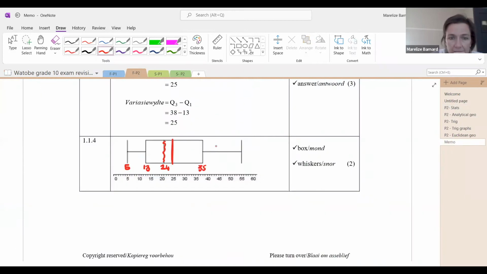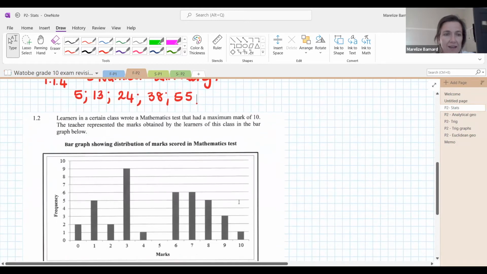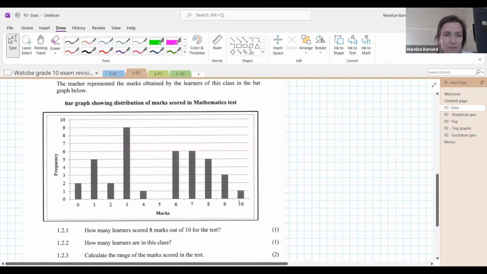38, 55. Okay, so you do need to draw a scaled line if you don't get an answer book. Don't forget that. Okay, right, well done, everybody. Stats is always the nice part that gets you going and scores you marks. So make sure that you know your work very well here and that you can do this no problem. Okay, let's go on to the next one.